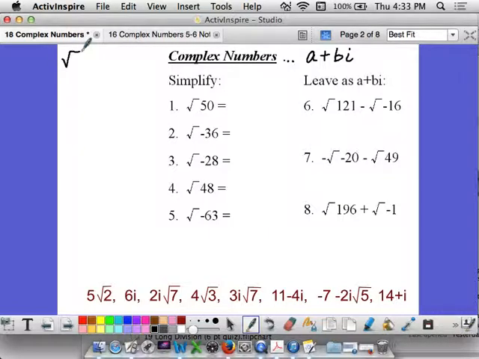If I have the square root of 50, I'm going to break that down into what I do know and what I don't know the square root of. I do know the square root of 25, 25 times 2. So this is 5 square roots of 2.